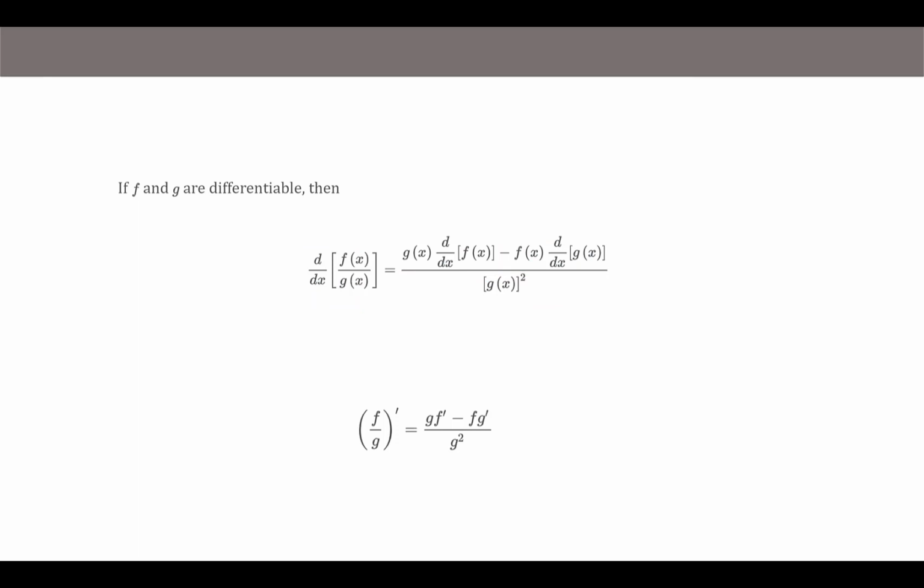Same thing down here, just written in a different notation. Leave the bottom alone and multiply by the derivative of the top. Then you need to subtract out: leave the top alone, now take the derivative of the bottom, and then you just square the bottom.